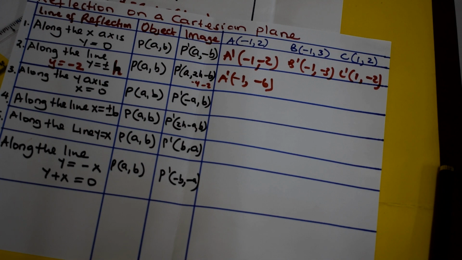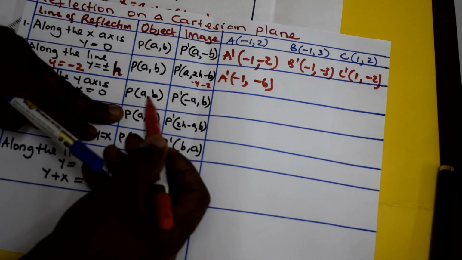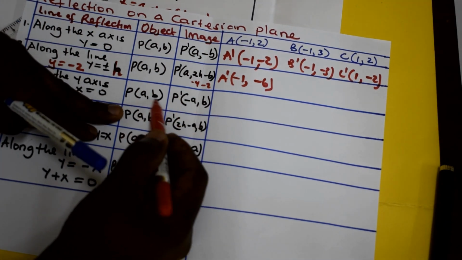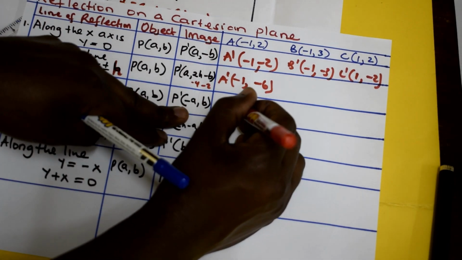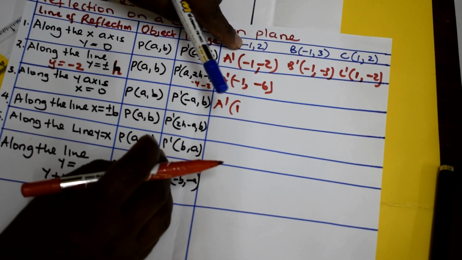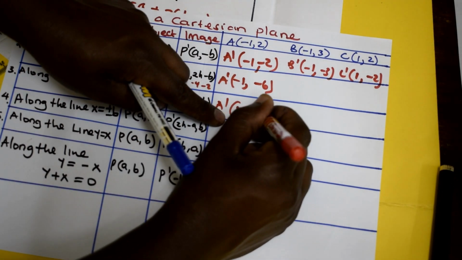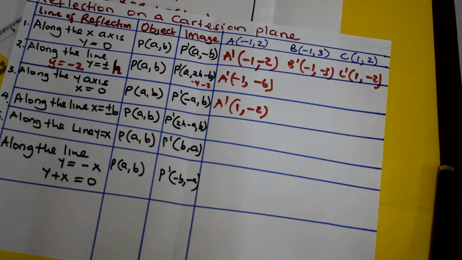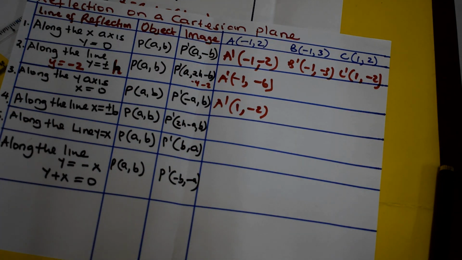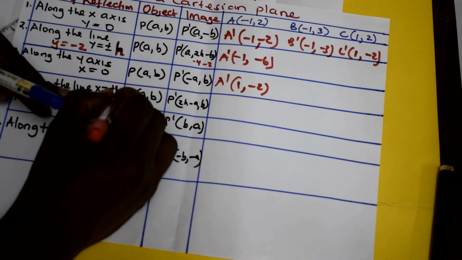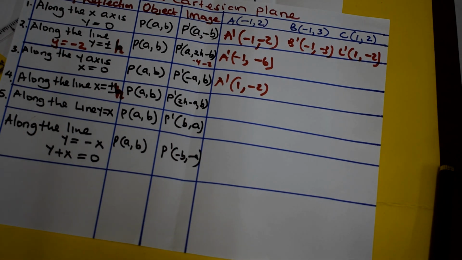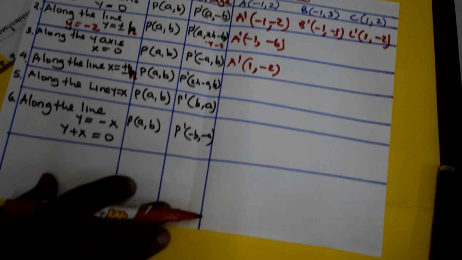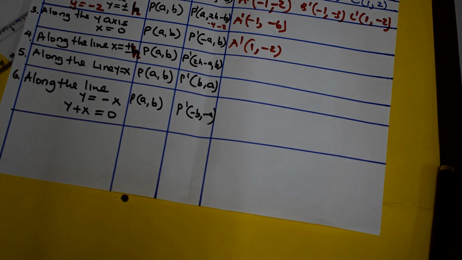Along the y-axis, which we call x equals 0, we have said the point (A, B) becomes (negative A, B). So B is the one that is not changing. A prime will therefore now be positive, because it's negative 1, then it will be positive, then negative B, which is 2. Then again we have along the line x equals b, and this one is the one we are calling h. So again, x is the one that is changing. You can pick any line and come up with your equations, with your image coordinates.